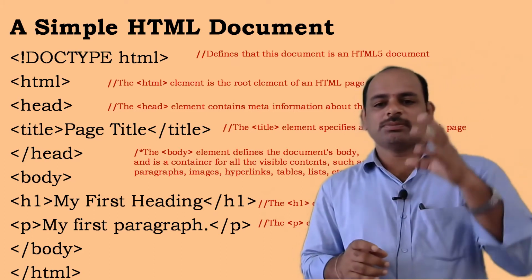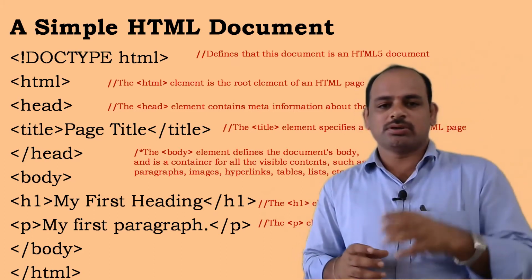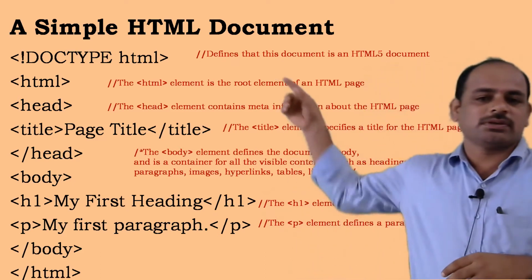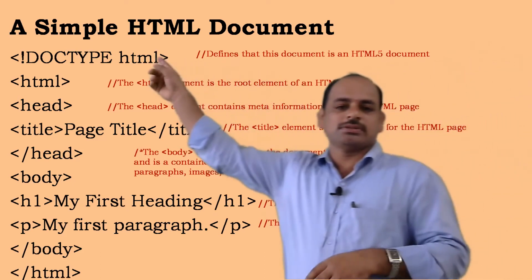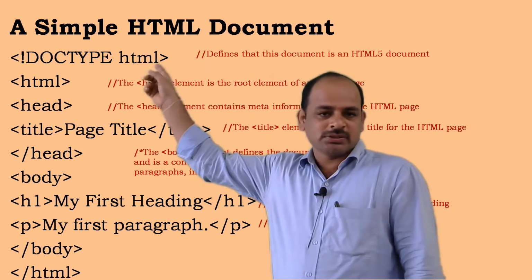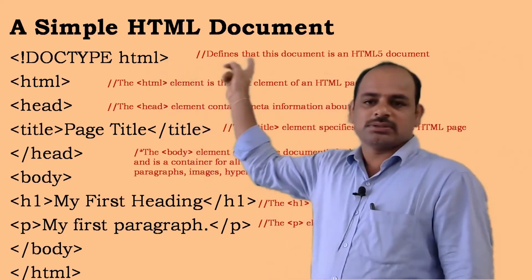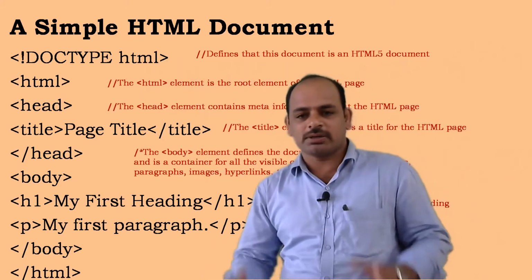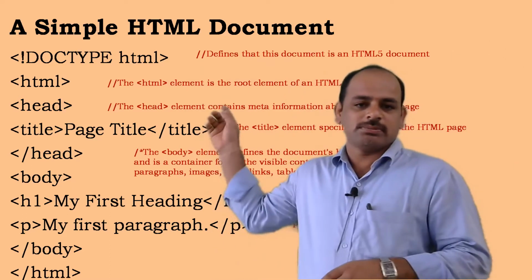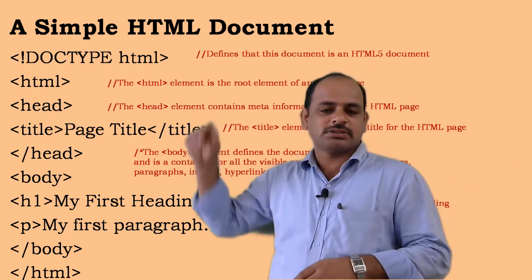So let us discuss each and every element in this document. What is the first element here? You can see here, this is the first element, doctype. This doctype defines that this document is in HTML5, version 5. And similarly, second is HTML.